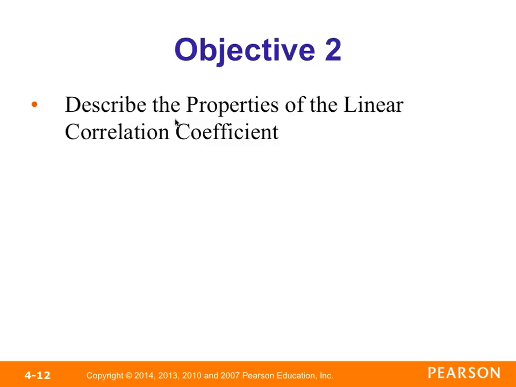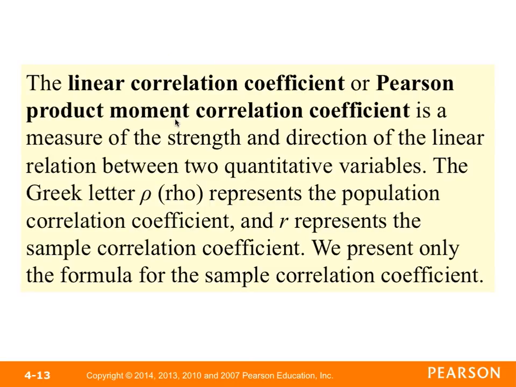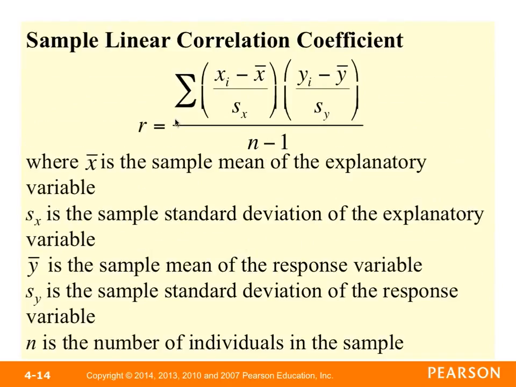Okay, now objective 2 is to be able to describe the properties of what is called the linear correlation coefficient. So the linear correlation coefficient can also be called the Pearson product moment correlation coefficient. It's just a measure of strength and direction of the linear relation between two quantitative variables. So the Greek letter rho actually represents the population correlation coefficient, and r is what we're typically going to see because that represents the sample correlation coefficient. We're only going to look at the sample one in this section.